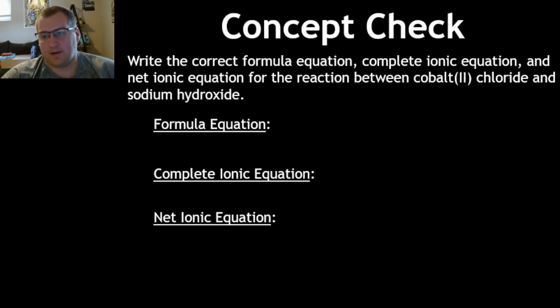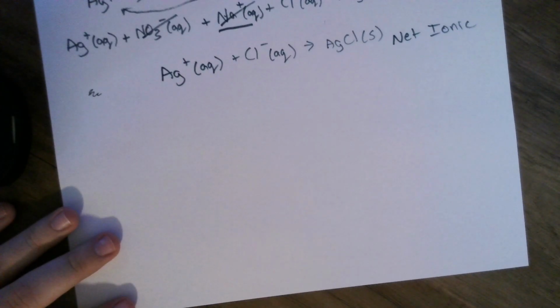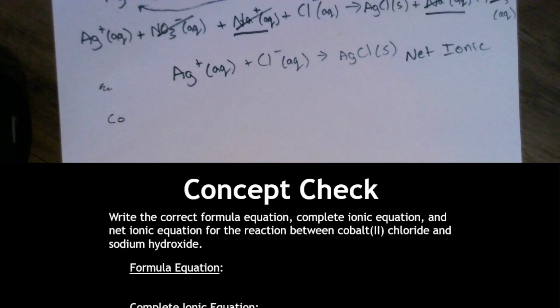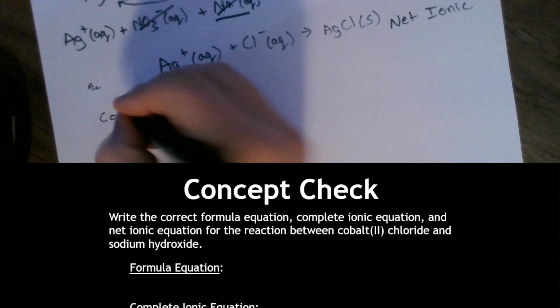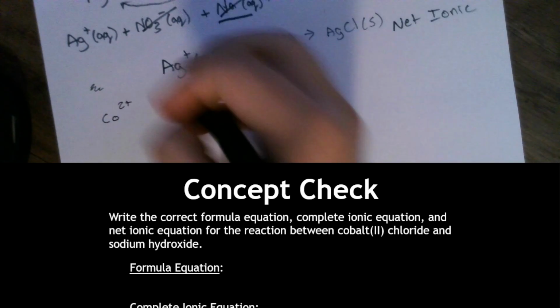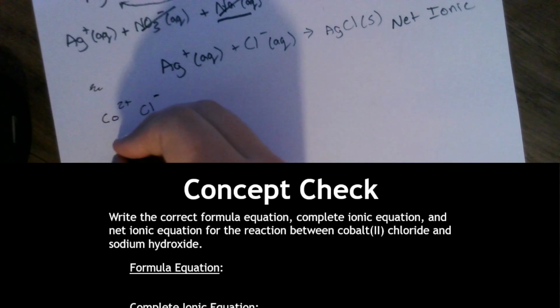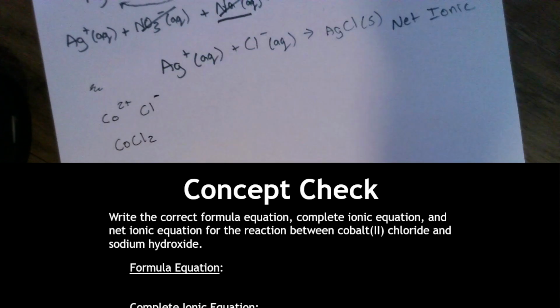All right. So here, we're going to put the whole thing together. We're going to write the correct formula equation, complete ionic and net ionic for the reaction between these two things. So I'm just going to write this down. Cobalt 2 chloride. Well, I need its chemical formula. Cobalt is Co. It has a 2 plus charge because that's what the 2 in Roman numerals means. Chloride is Cl minus. We'll just swap those numbers to make CoCl2.